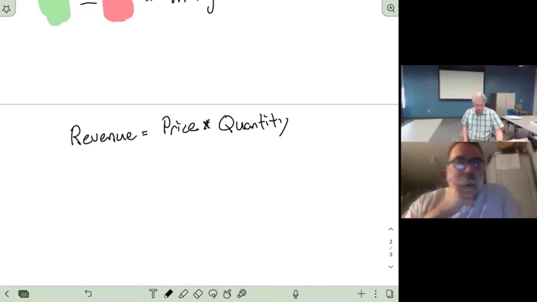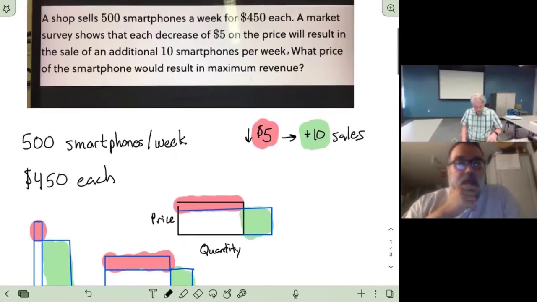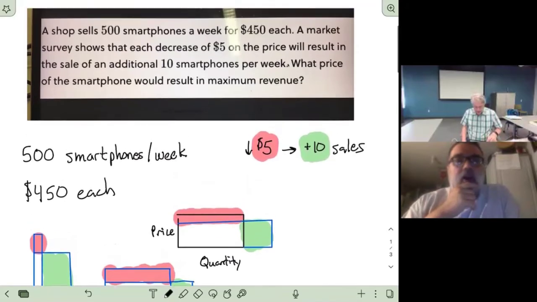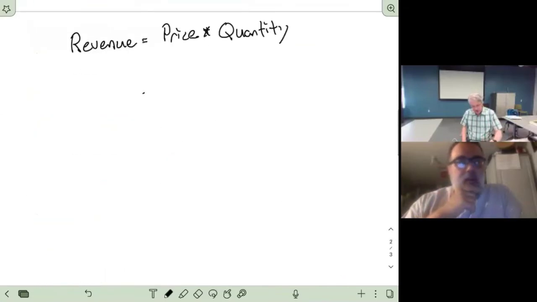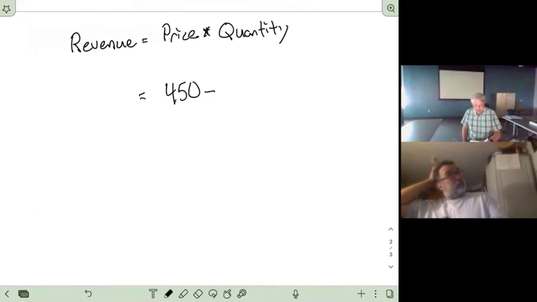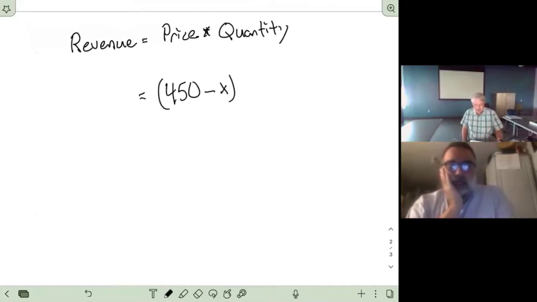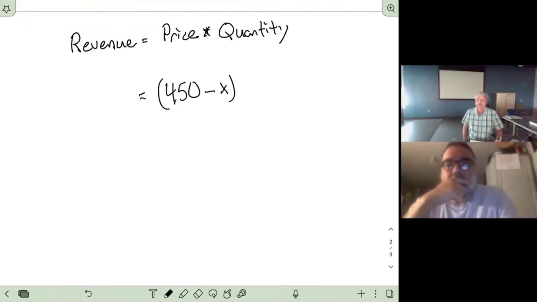Right, right. And so we're going to just call the price, let's see here. They don't tell us what the initial price is, do they? $450. Isn't that what that was? Oh, there we go. Thank you. So we're going to say the price equals 450 minus some value X here. So if X was $50, now we're selling a $400 phone.